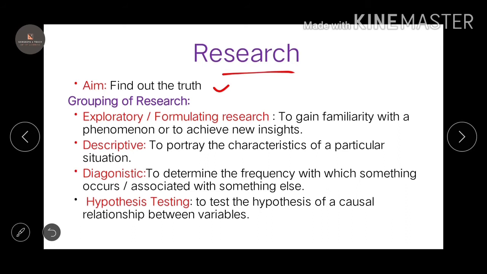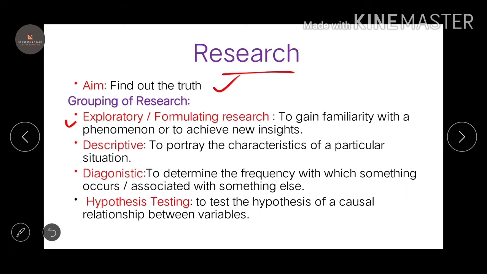How do we group a research? See, there are 4 types for now, and we'll also discuss the different types of research that are present, and also the different sampling techniques in the further videos. For today, we are looking at grouping of research. So, exploratory or formulating research.